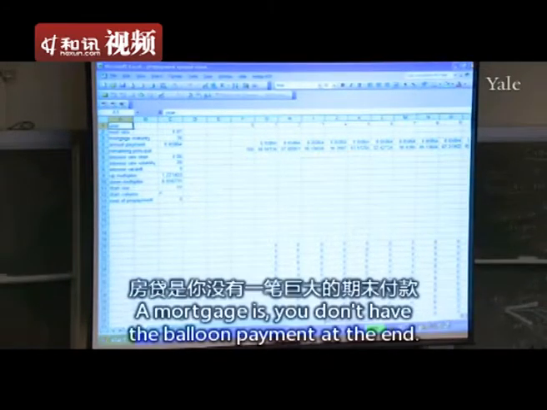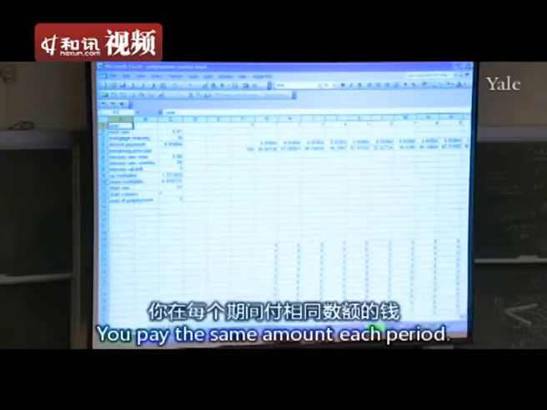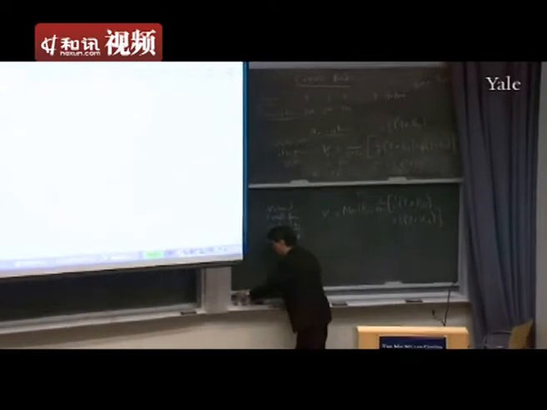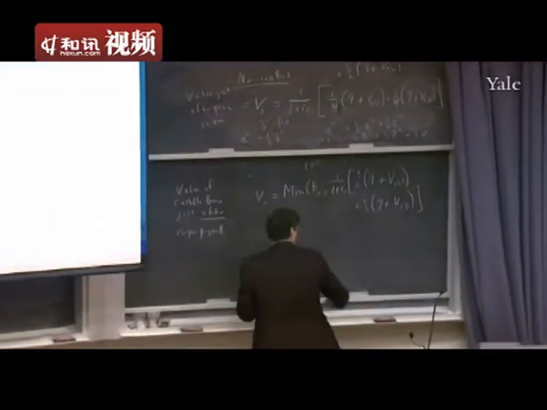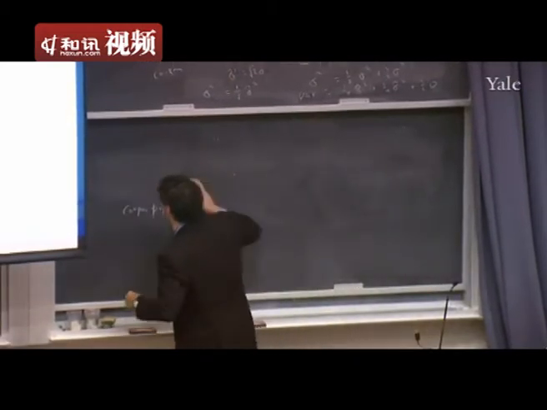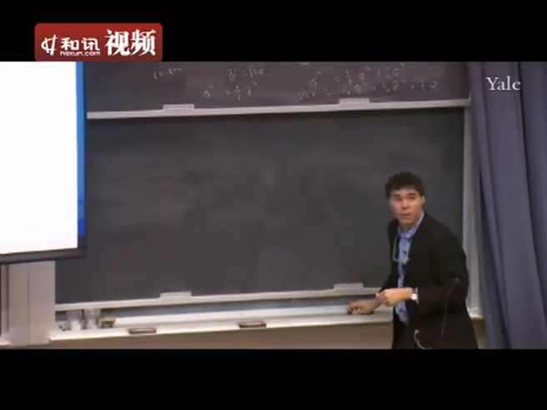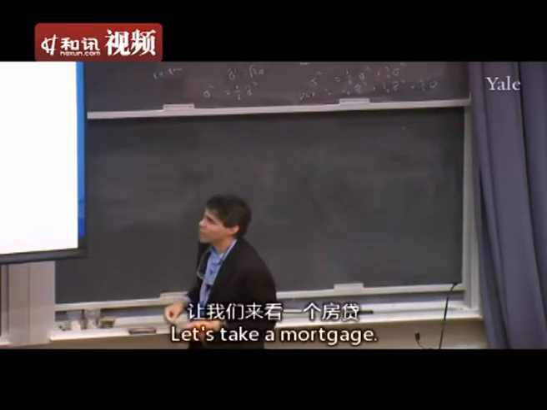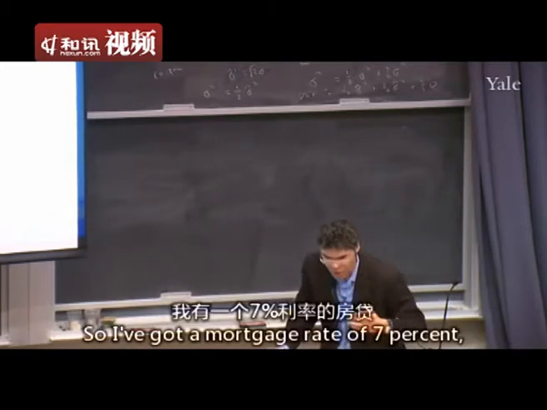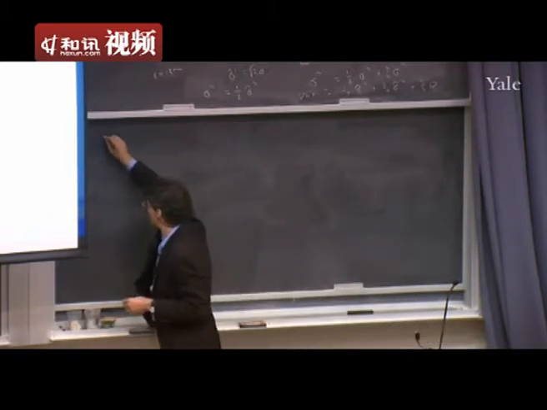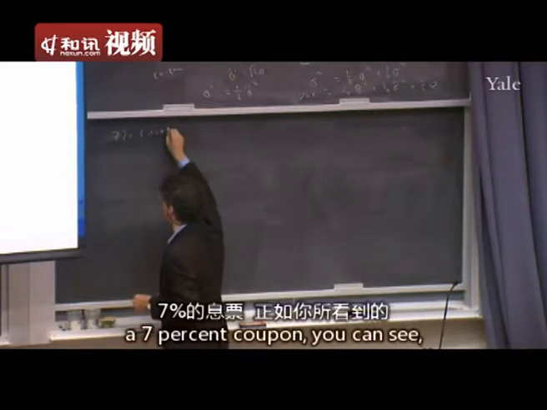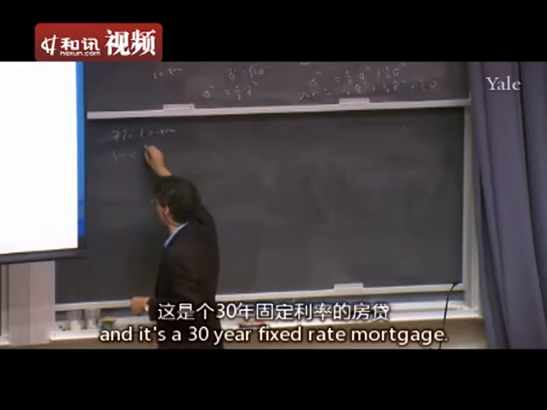A mortgage is where you don't have the balloon payment at the end. You pay the same amount each period. Let's take a mortgage. Which example have I done here? I've got a mortgage rate of 7%, a 7% coupon, and it's a 30-year fixed rate mortgage.